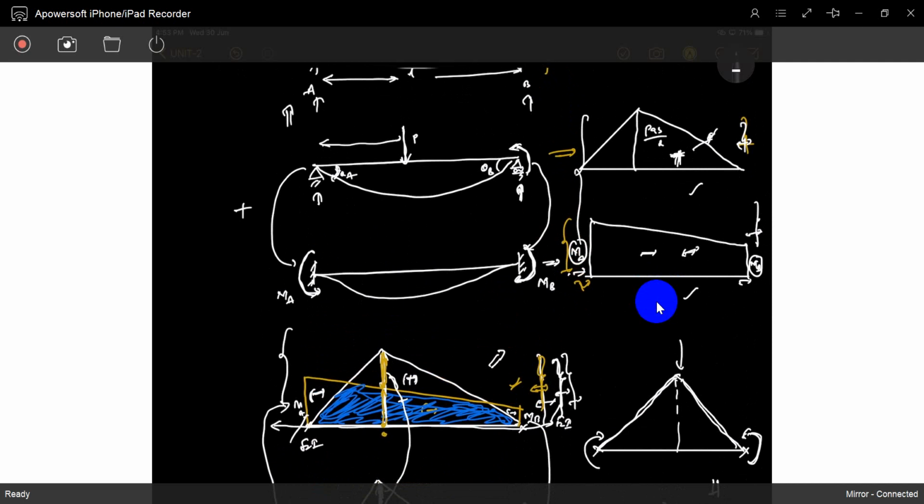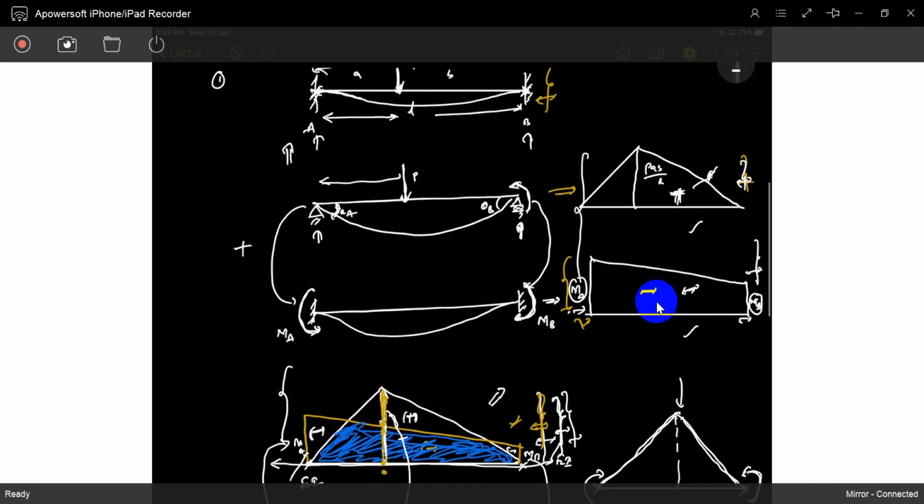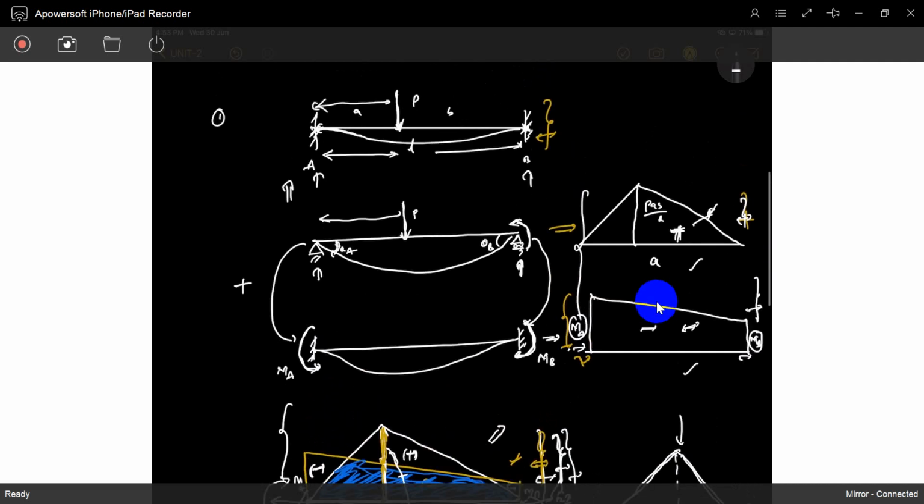So I will call this area A. It is just theoretical, na? That's why there is no need to find the area. In a real problem, we will get it. So I will call it A. This area is A dash. Are you understood? This area is A dash.